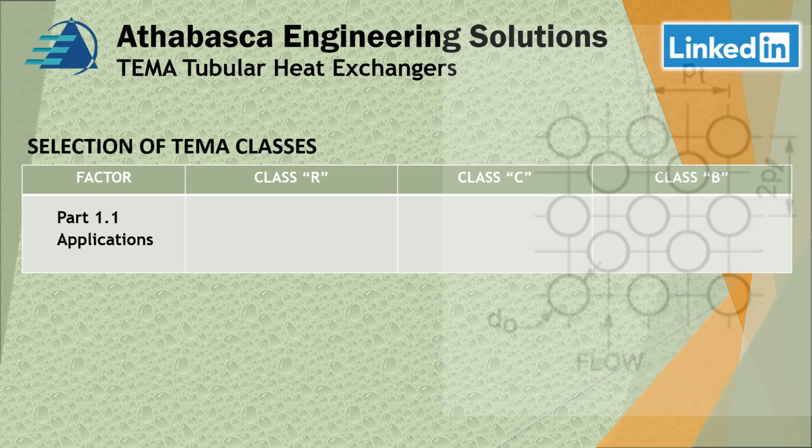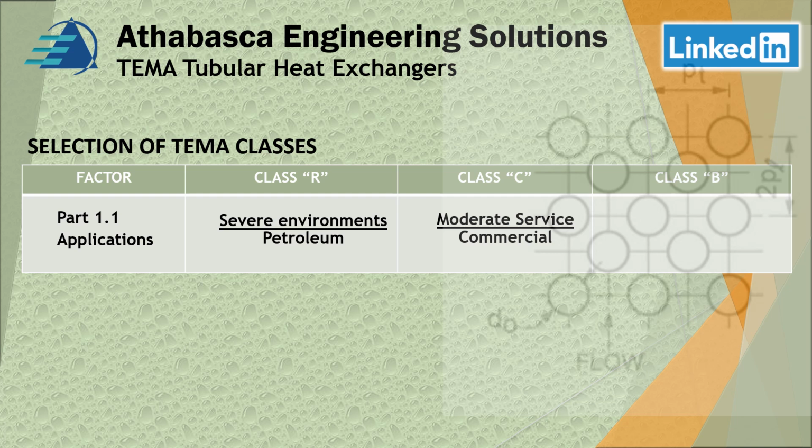Part 1.1 in Section 5 is the section called applications, and this is where we look at the applications of TEMA R, C, and B. So TEMA R is for severe environments, and particularly we use that in the petroleum industry, where there's a focus on higher reliability. The second one is called commercial service, C, moderate service, and the third one is B, light service, chemical process service.